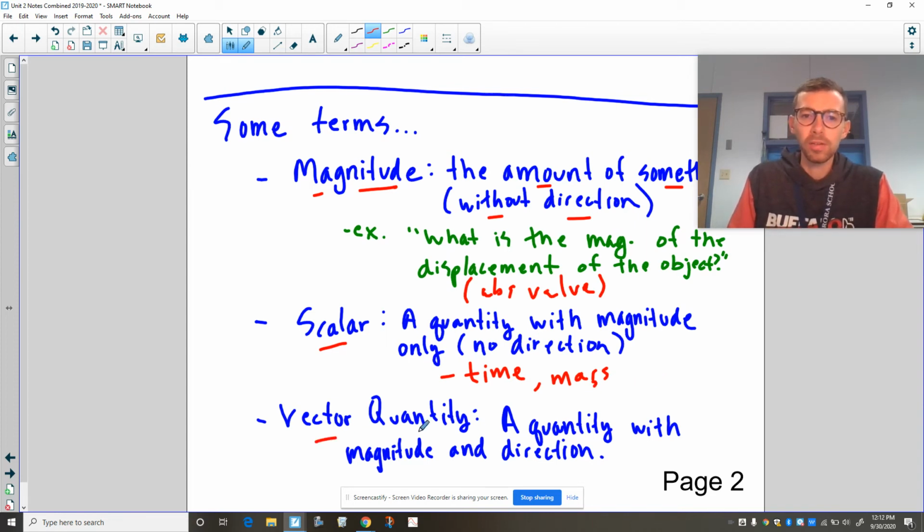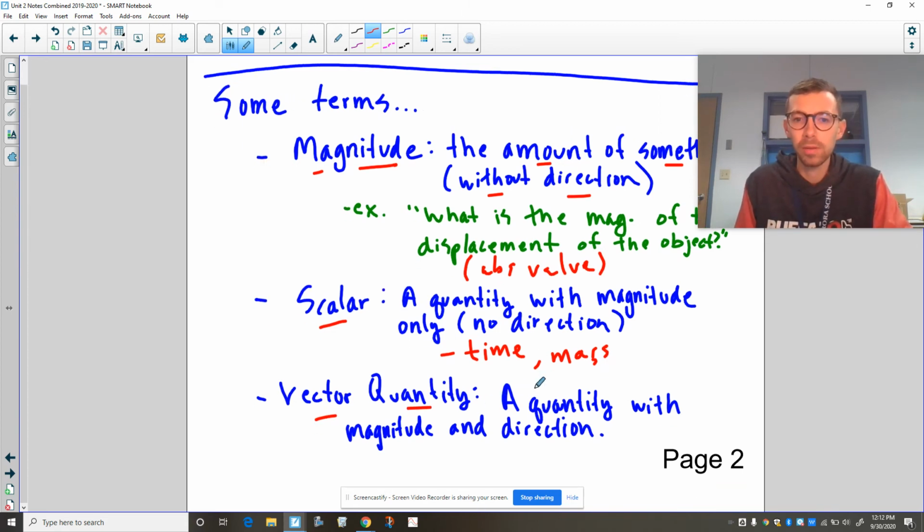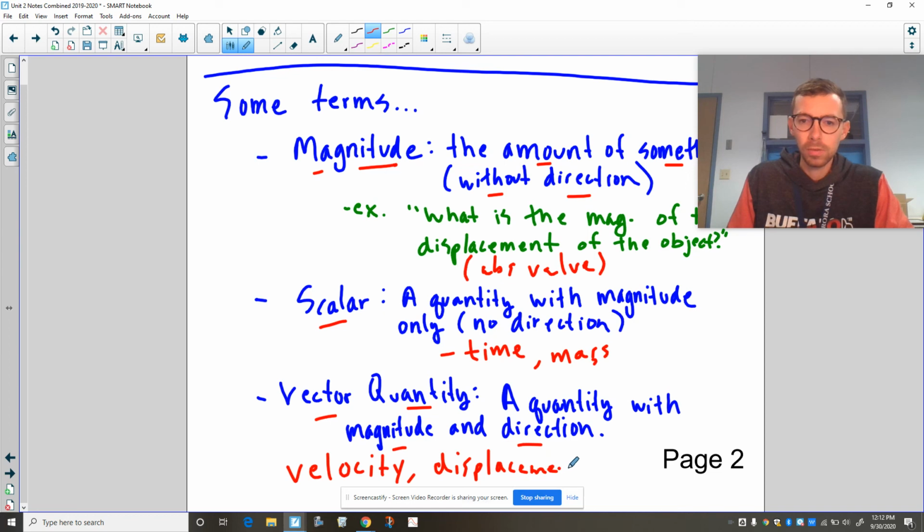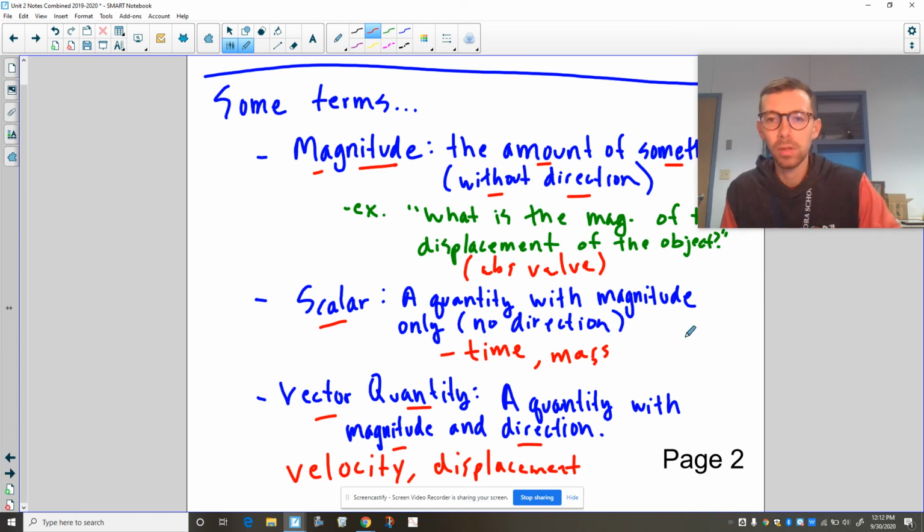And a vector quantity. The other side of the coin here is that there are a lot of things we can have a direction with. So a quantity that has a magnitude or a value with a direction is a vector quantity. So our big ones are going to be velocity, and displacement, which we'll see on the next slide. Okay, so those are some terms that you really have to know, and we'll get some practice with those a lot during this unit.